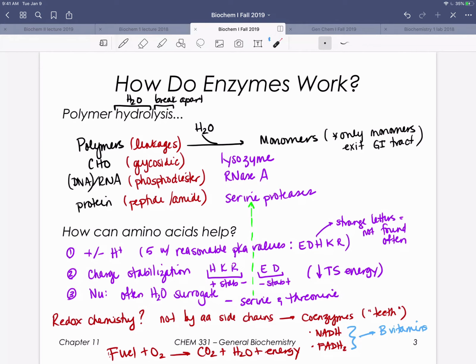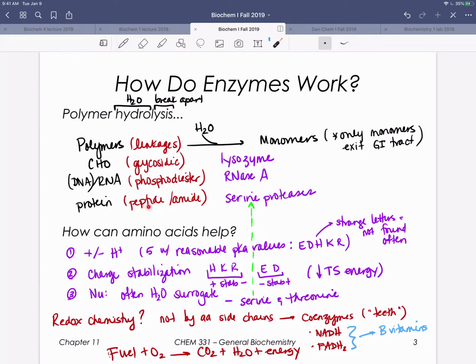And big picture, why is something like this important? A lot of these enzymes that we're going to talk about are ones that live in your gastrointestinal tract. Remembering that only monomers can be taken up from your GI tract and delivered into your bloodstream, if we have consumed fuels that are polymers, we need to have ways of breaking them down into their monomeric form to allow them to exit the GI tract.